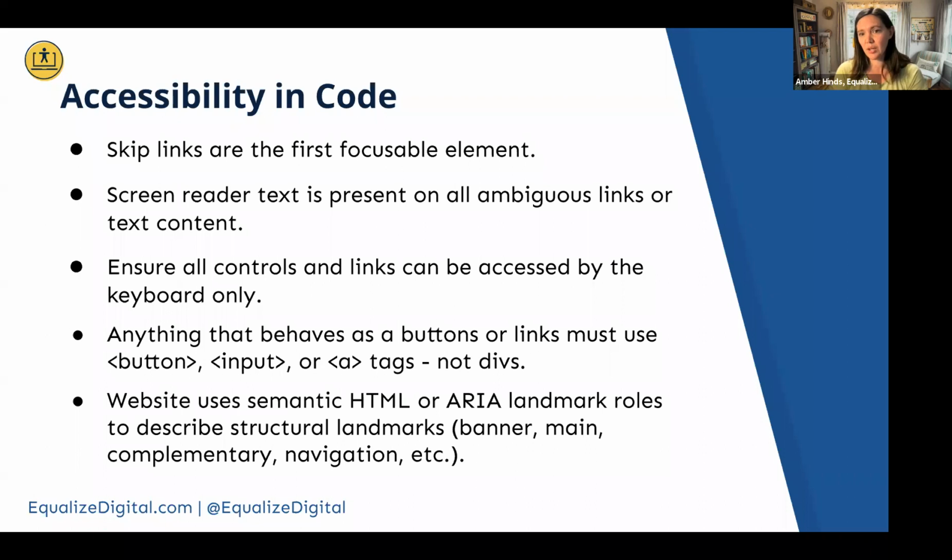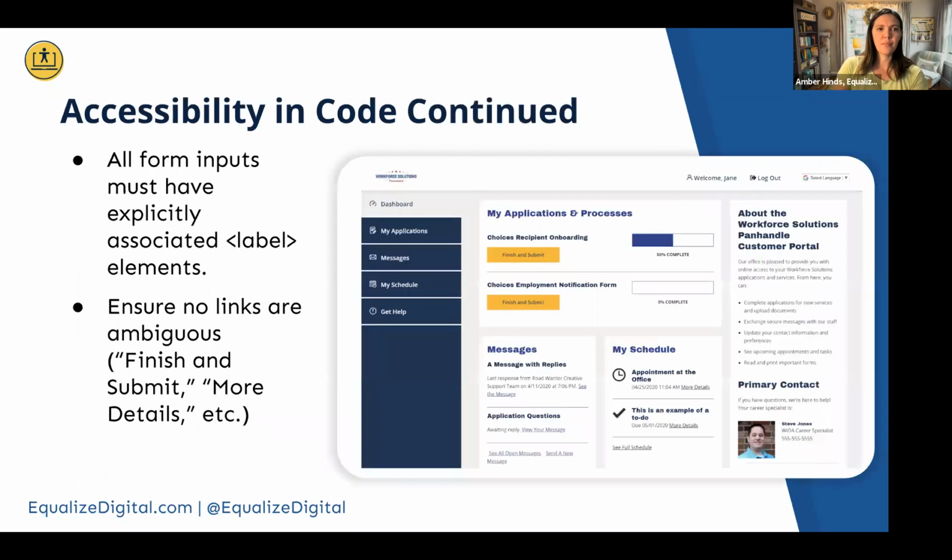So things like banner for the top, main for the main content, complementary sections, navigation, all of that. And then we want to make sure that in the code, all form inputs have explicitly associated label elements. I mentioned before in the design that we want visible labels above each field. Well, they actually have to be tagged as labels and connected. I've seen instances where somebody typed it in because they knew it was supposed to be there, but it wasn't actually connected to the field. So for a screen reader user, it didn't read out a label and they didn't know what the field was for.